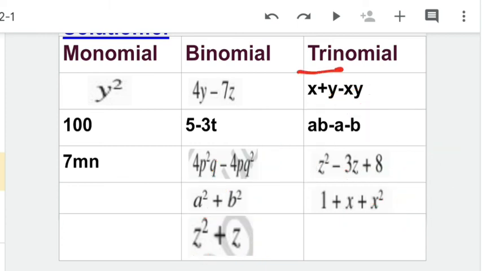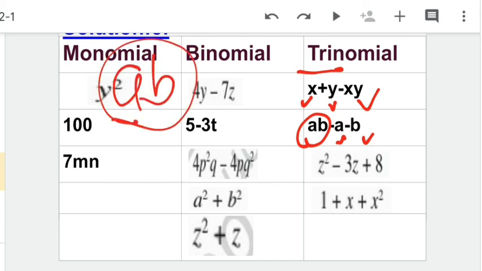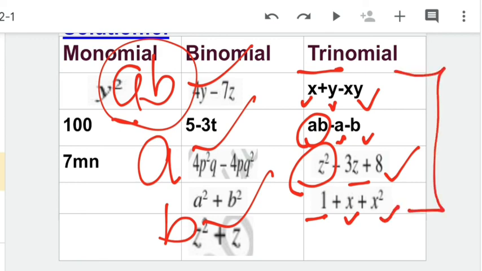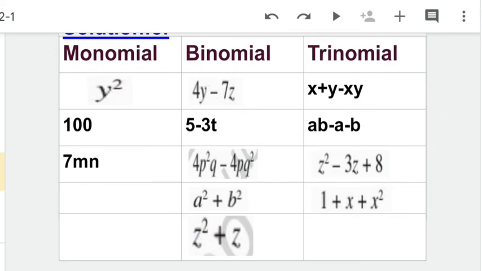Tri means we have three unlike terms, x, y and xy. So it is an example of trinomial. Next, ab, a and b. Now you can see here ab means the product of a and b. And here we have a singular and here we have b singular. So these three could be termed as unlike terms. Next is z square, z, and the third is constant 1, x and x square. So these all are examples of trinomial.